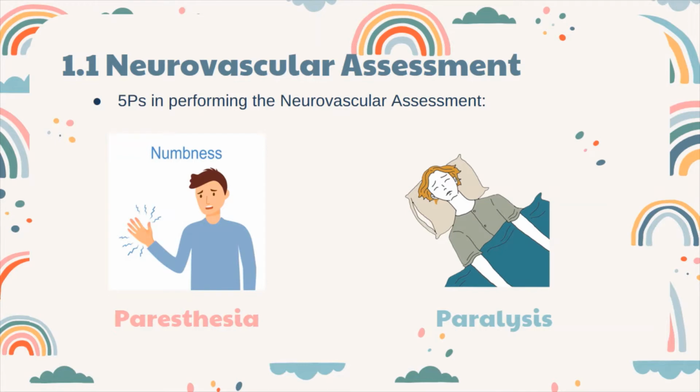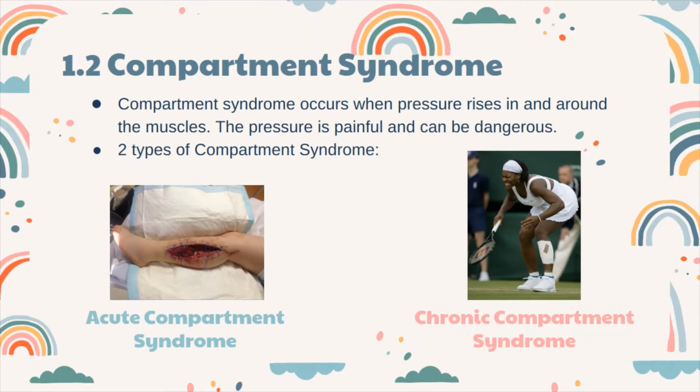And the last P is the paralysis. It is the late sign of neurovascular damage, and complete inability to move the limb distal to the injury means compartment syndrome, and significant muscle and nerve damage may be present. Now let's move on to compartment syndrome.